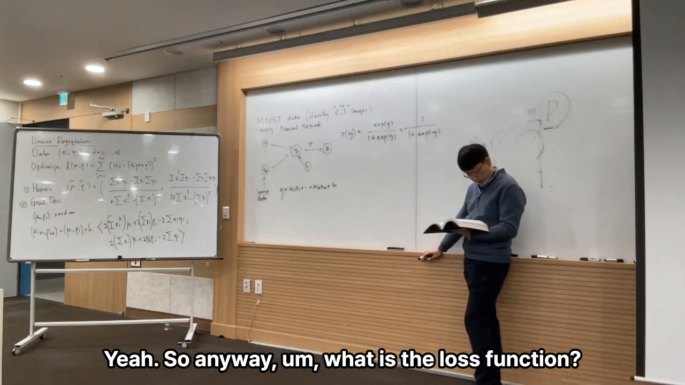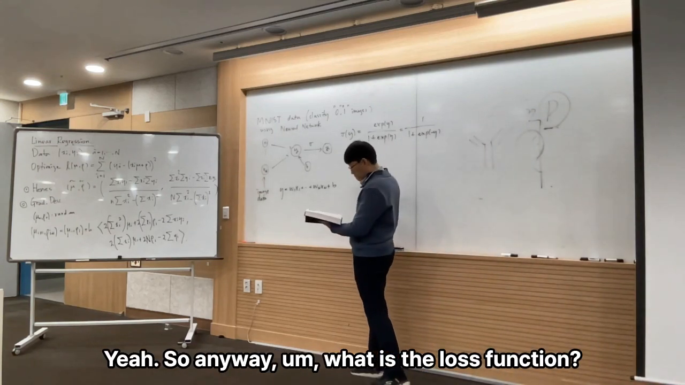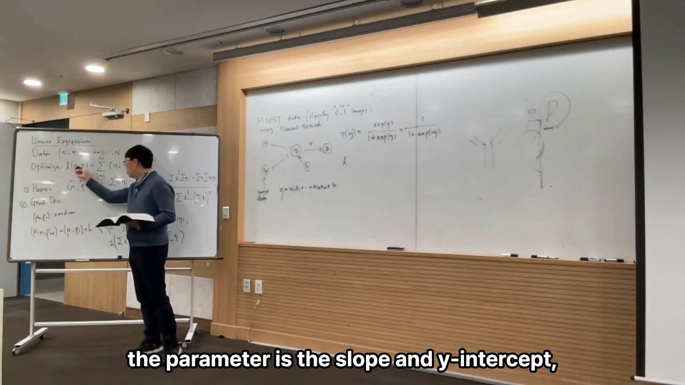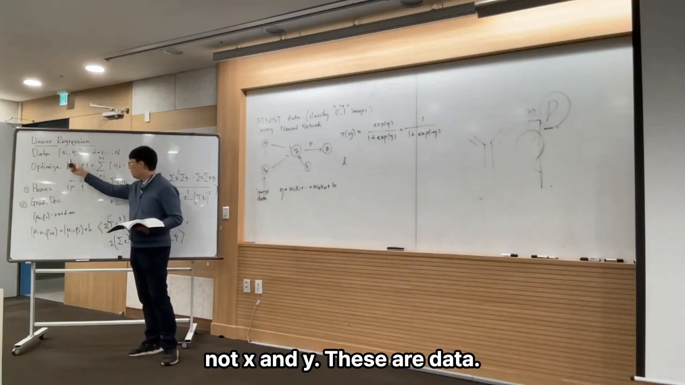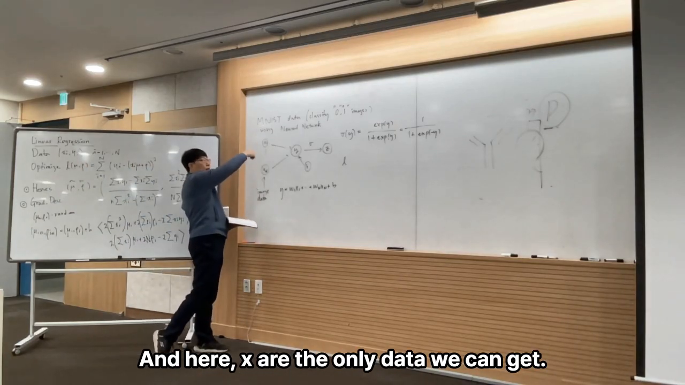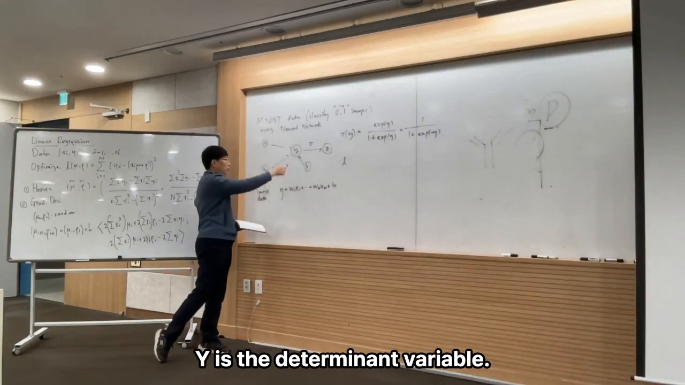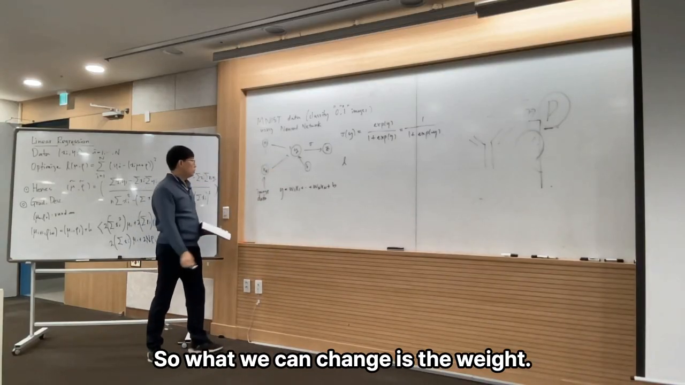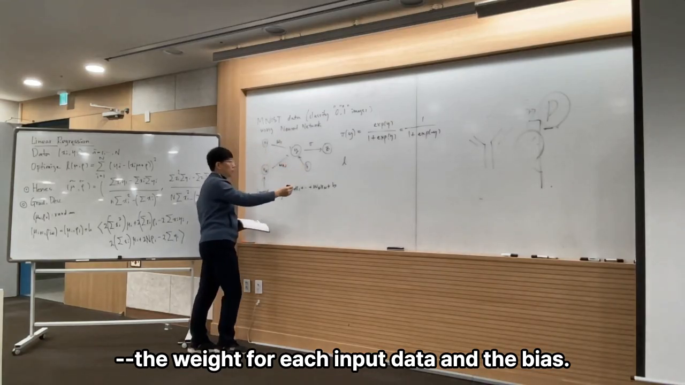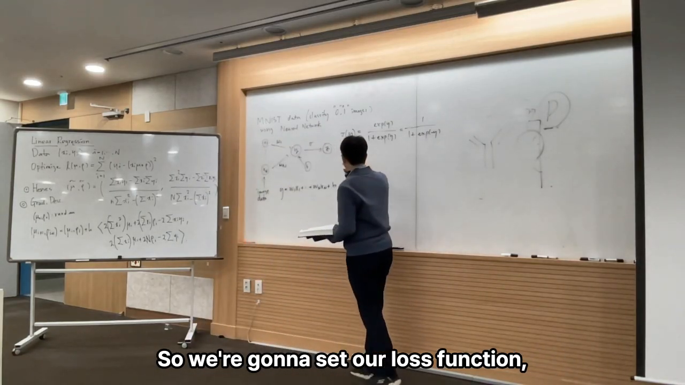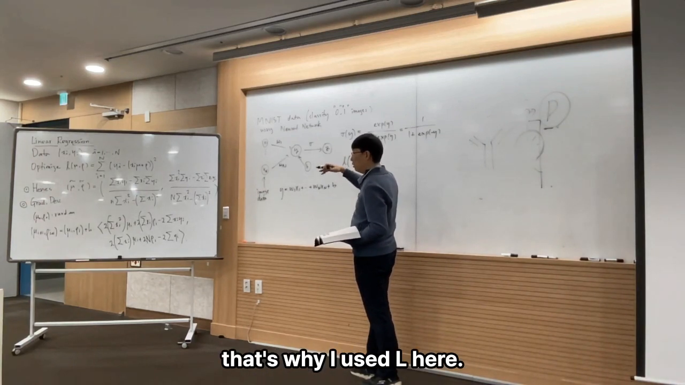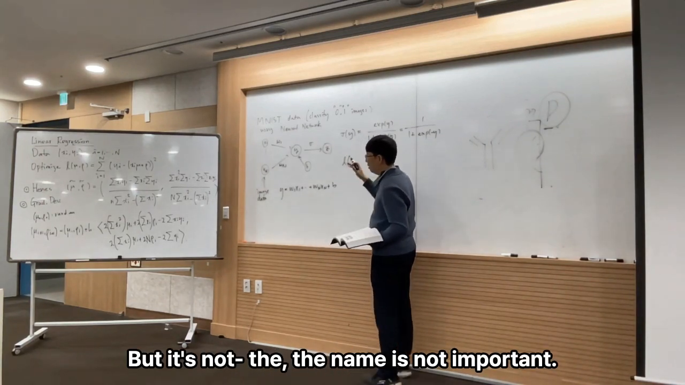So anyway, what is the loss function? As I said, in this case the parameters are the slope and the y-intercept, not x and y. These are data. And here, x is the only data we can get. y is the determined variable. So what we can change is the weight for each input data and the bias. So we're going to set our loss function. The function which you want to optimize is called the loss function. That's why I used L here, but the name is not important.